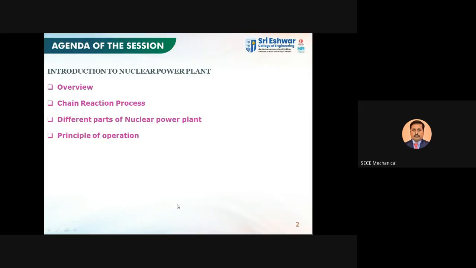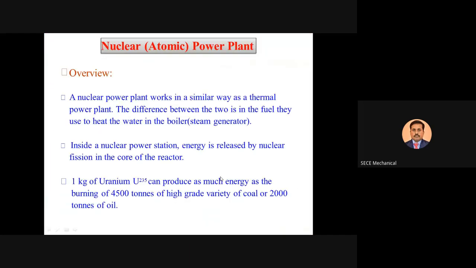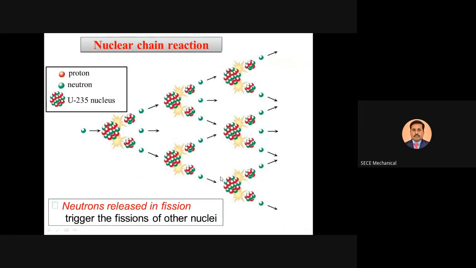So today we are going to discuss the important components in the nuclear power plant and principle of operation. Yesterday we discussed the chain reaction and overview of nuclear power plant. So the main drawback of nuclear power plant is disposal of waste. I already told, the main problem in the nuclear power plant is the uranium U-235 fuel.